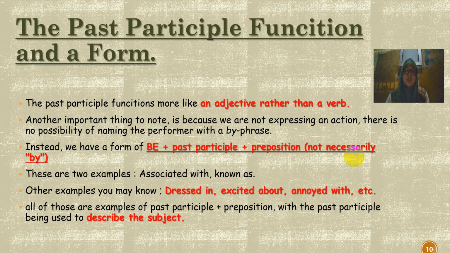And another important thing to note is because we are not expressing an action, there is no possibility of naming the performer with a by phrase. Instead, we have a form of be plus past participle and a preposition, not necessarily by. There are two examples: associated with and known as.